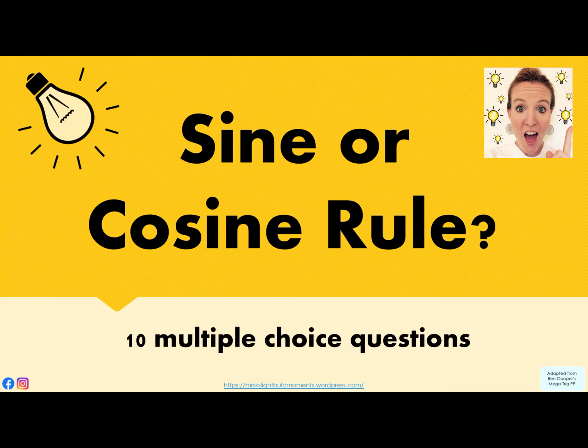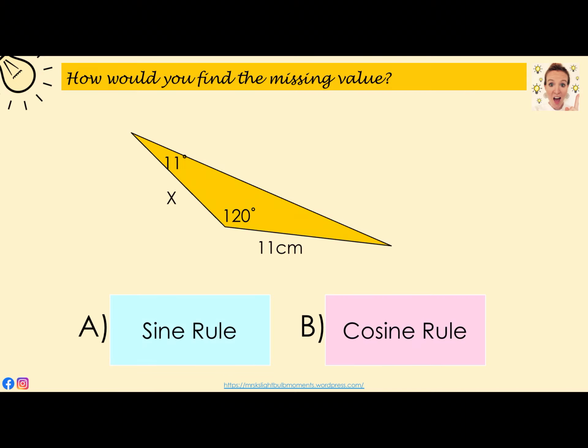Okay, let's finish with a little quiz. So pens at the ready, 10 multiple choice questions. We're going to work out whether we need to use the sine or the cosine rule. So either just shout at your screen, sine or cosine, or write down a little S or C and see if you get them right. So first question. For this triangle, to find the missing value x, would we use the sine or cosine rule?